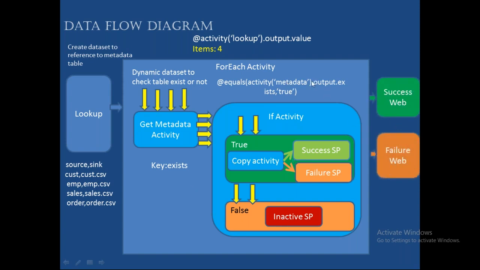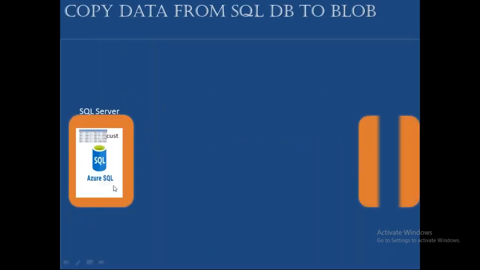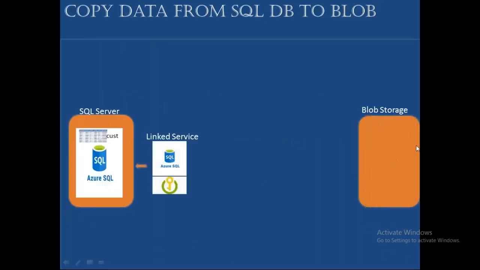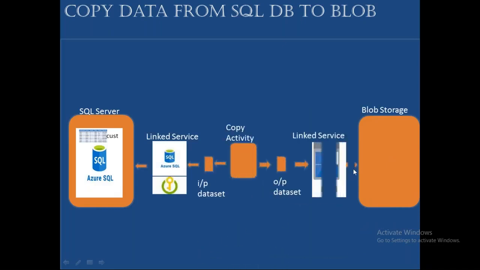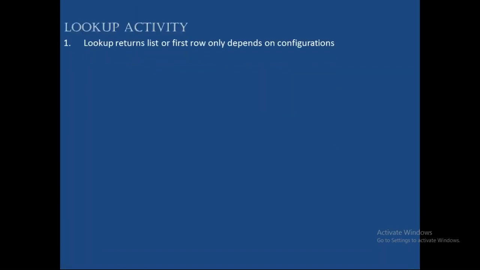So whatever we have discussed as of today, overall we are going to develop a pipeline today. Okay, fine. So copy data from SQL database to this one. In the database I have the first table, something like this. If I want to move to blob storage, create a linked service, create an input dataset, copy data, create an output dataset, connect to the blob storage and load the file into your blob storage. Azure integration runtime is going to do that. Data factory will maintain all these things, right? So this is the flow. Next, lookup activity.